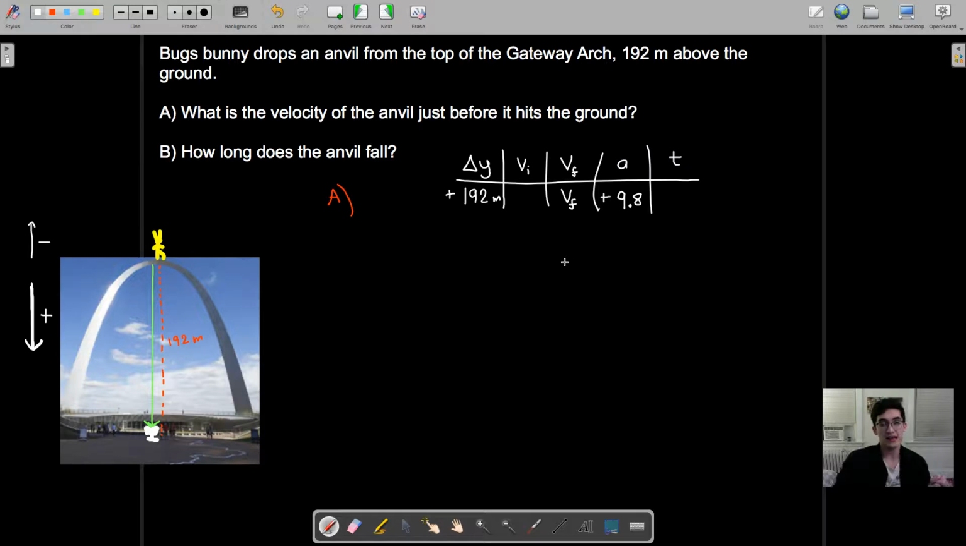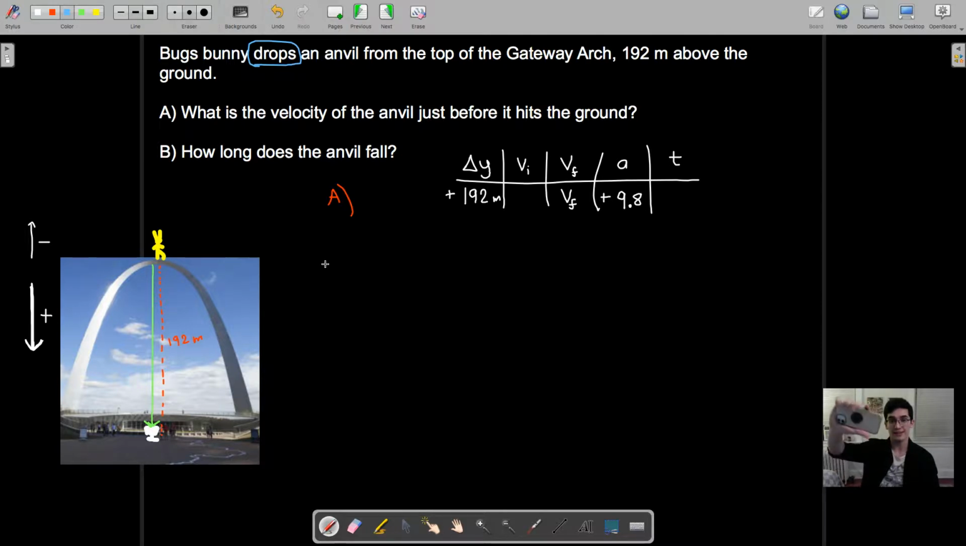Okay. And finally, we need one more piece of information. And it's actually going to be in a keyword. Do you see what keyword it's going to be in? Pause for a second, see if you can figure it out. And if you said that the keyword here is drops, you would be correct. So Bugs Bunny drops an anvil, and this is an important point in free fall. If we drop an object, okay, we are releasing it from rest.